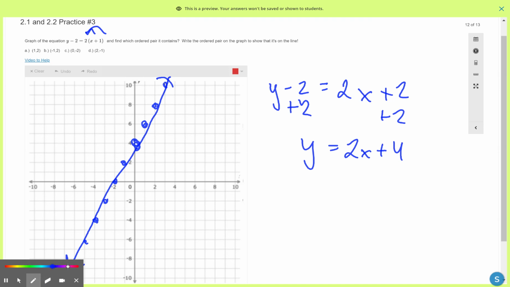Now what you have to do here is plot the point. So 1, 2, that's not on the line. -1, 2, that is on the line. 0, -2 is not. And then 2, -1 is also not. So the correct answer is -1, 2.